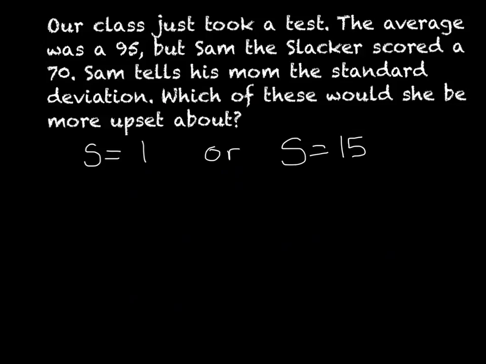If the standard deviation was 1, then that would mean that almost all of the class got scores very similar to 95. And that would mean that Sam getting a 70 is very bad. If, however, the standard deviation were 15, then that would mean that a lot of students got scores much lower than 95. So Sam is not the only one to get a score around 70. This means that his mom would be much more upset about a standard deviation of 1 as opposed to 15.